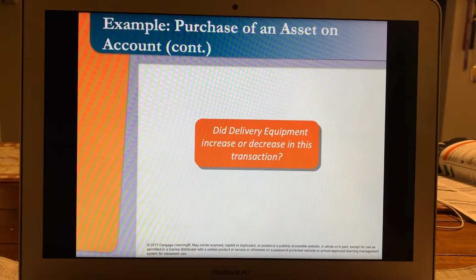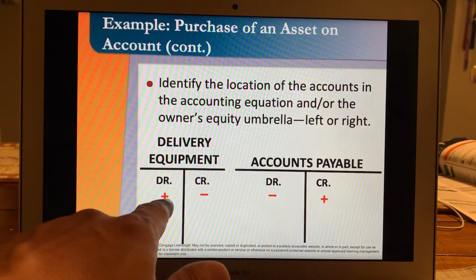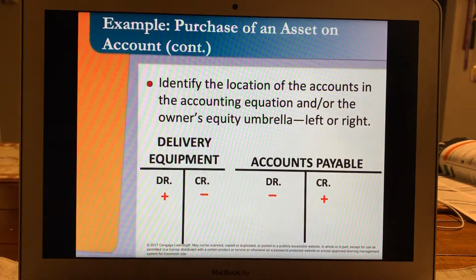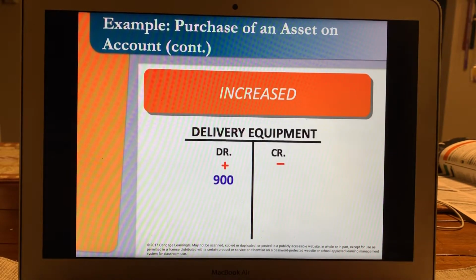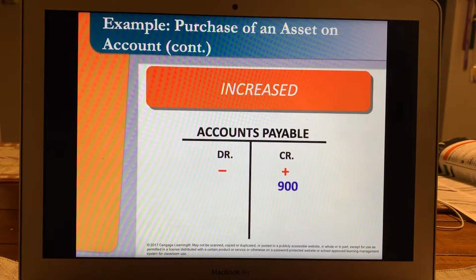And did delivery equipment increase or decrease? If we look at it, delivery equipment went up, which means our accounts payable is going to go up. So delivery equipment increased by $900. Did our accounts payable increase? It increased because we owe money.